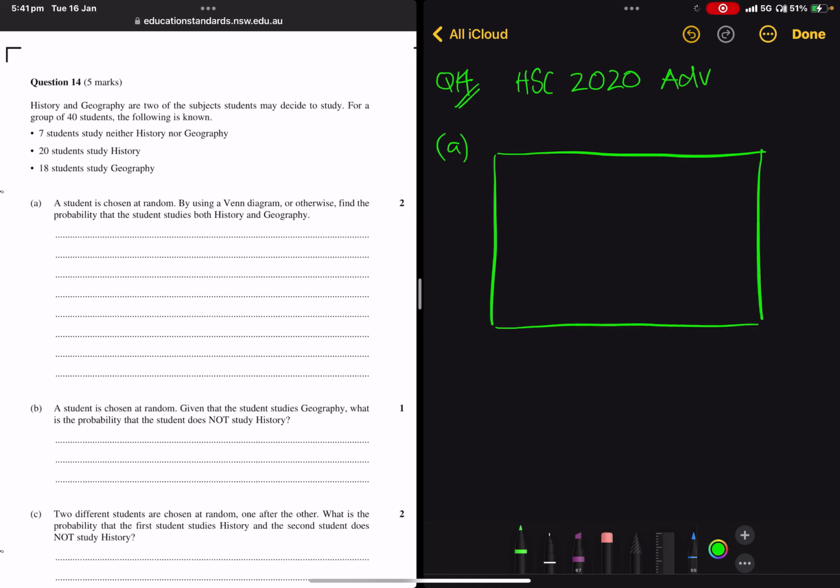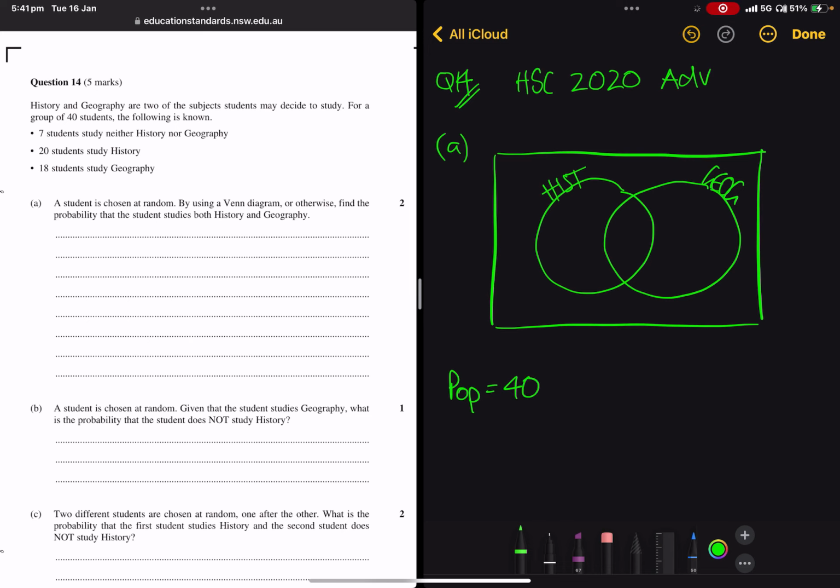So this is a 2-circle diagram, like so. We have history is this circle, geography is this circle. Students who do both are the wedge in the middle, the little section in the middle, and students who do neither are the students on the outside. Now the population, I'm going to use the word population here, the population is all of the students. We've been told that this is 40. So we know the population is 40.